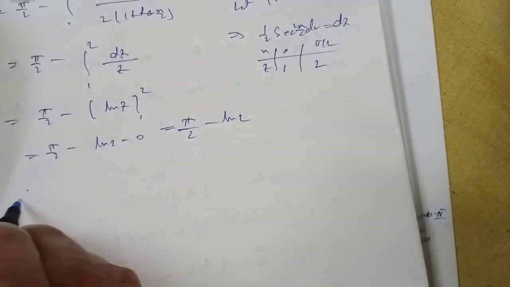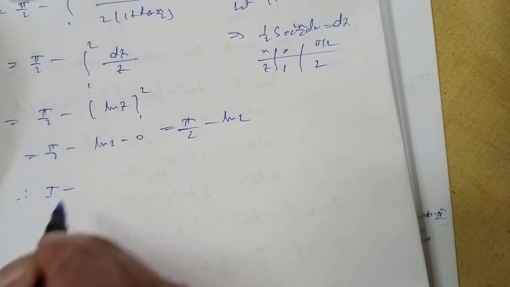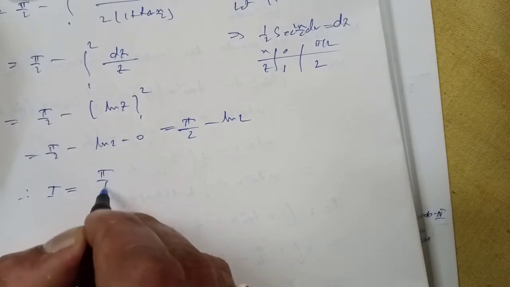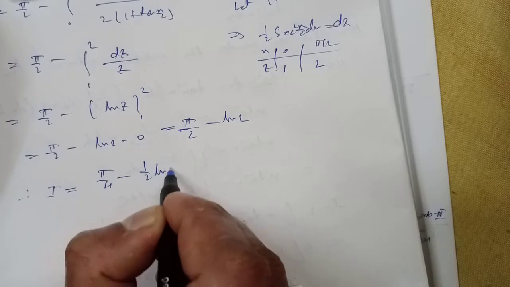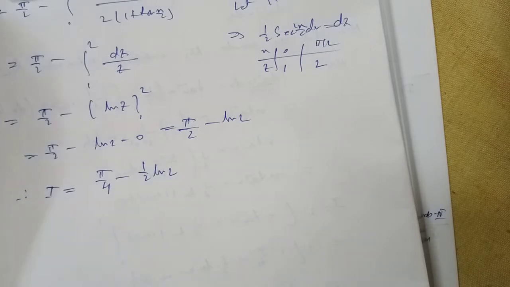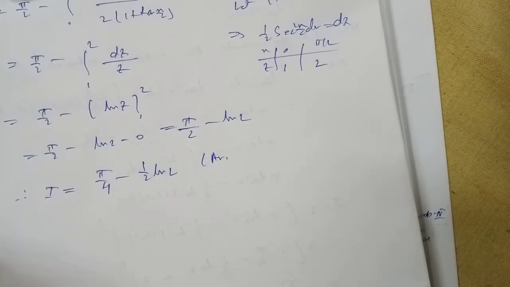This is 2I equals. Therefore your I will be equal to pi by 4 minus half ln 2. This will be your answer. Okay. This is a good problem.